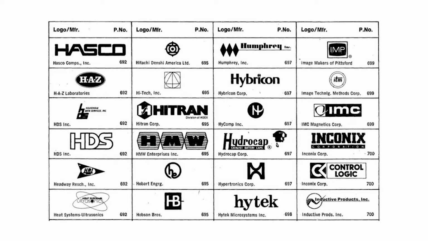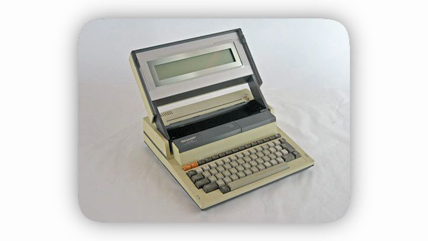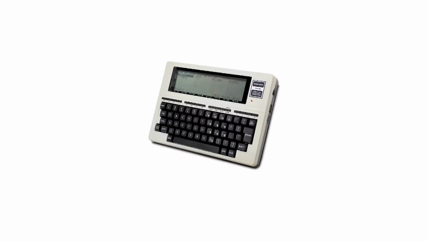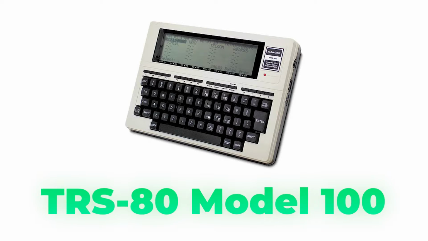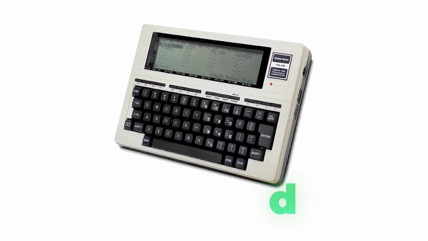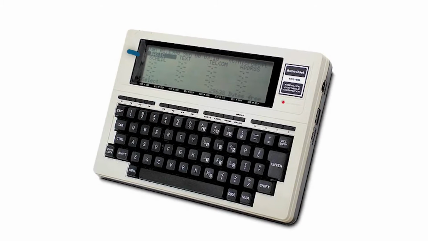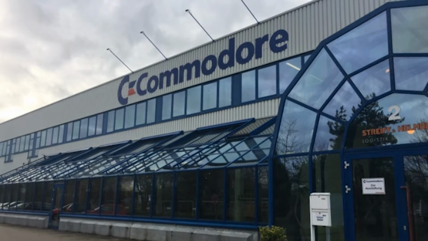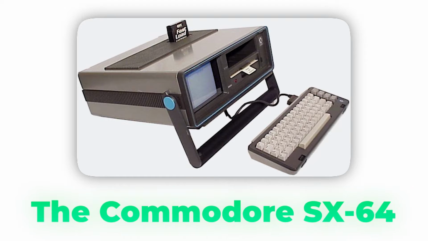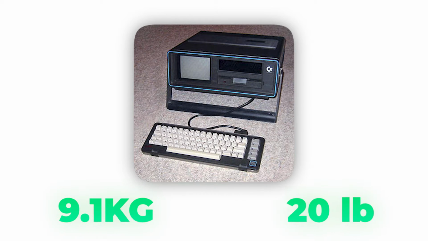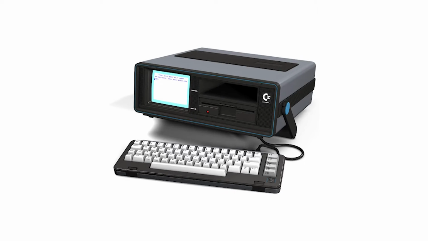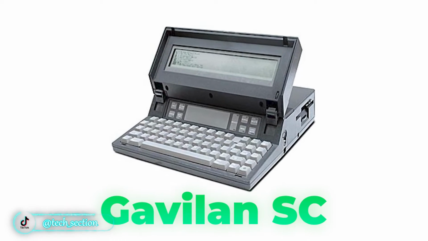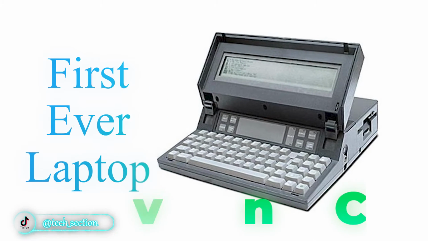Other major technology companies entered the market in the 80s, each releasing a new experiment. In 1983, Radio Shack introduced the Japanese TRS-80 Model 100 to the United States. This computer was notable for being one of the first to have a liquid-crystal display (LCD). The next year, Commodore released the Commodore SX64, which weighed 9.1 kilograms, around 20 pounds, and was the first portable computer to offer color. Also in 1984, the Javelin SC was introduced, which was the first computer marketed as a laptop.